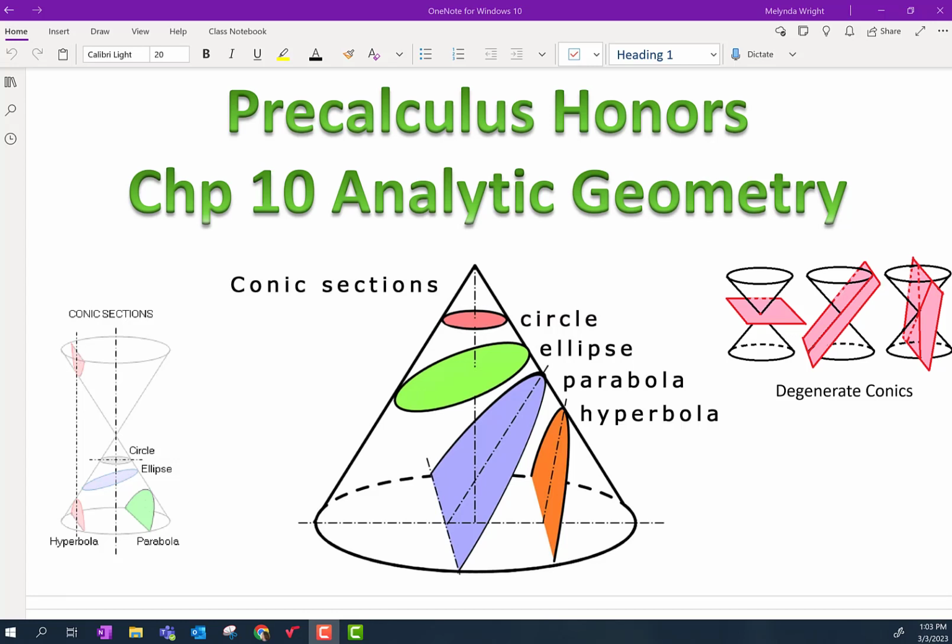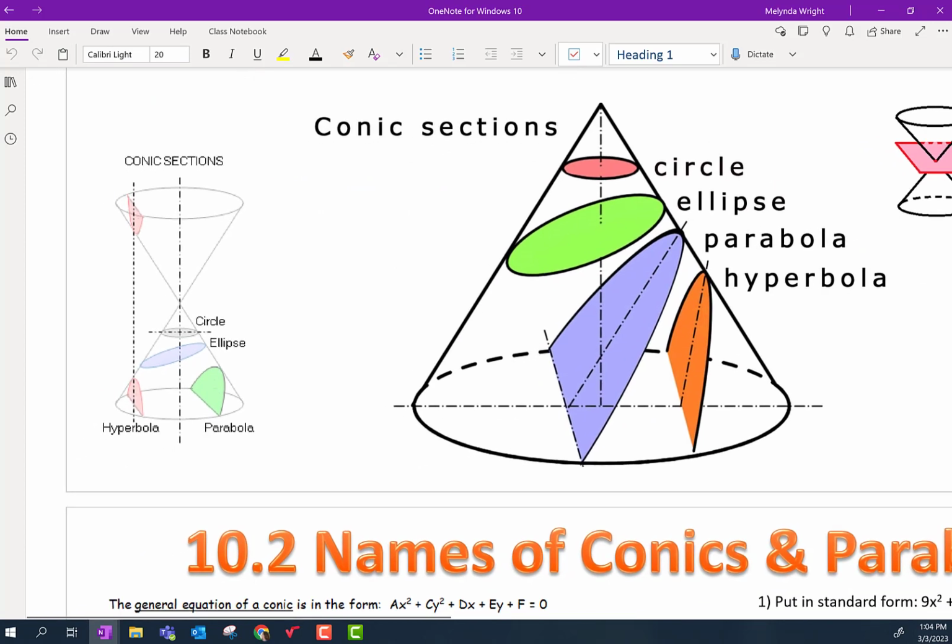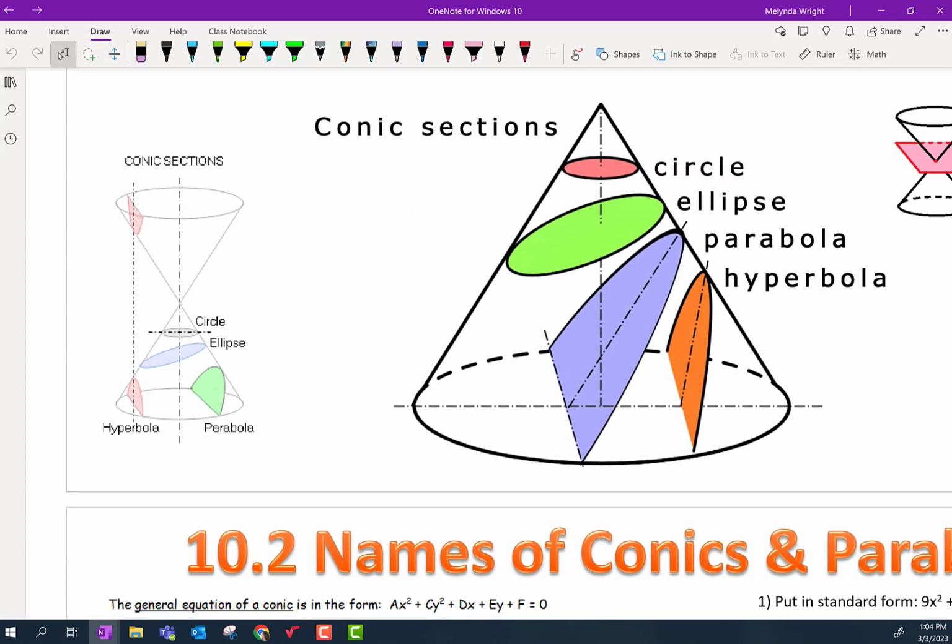All right, let's take a look at today's lesson. So we're starting a new unit on conic sections. You may have seen these diagrams before, showing how the conic sections are created from cones. This strange looking thing right here is called a double napped cone. Not that you have to memorize that. I mean, that's what that is.